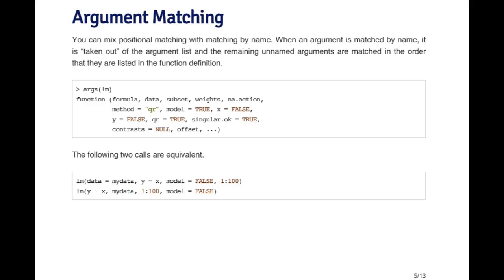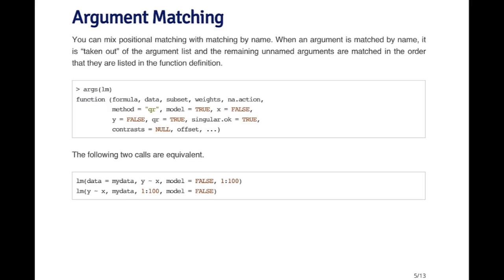And so the following 2 function calls are equivalent. I could have specified the data first, and then the formula, and then the model, and then the subset argument. Or I could specify the formula first, the data second, the subset, and then say model is equal to false. The reason why the first one is okay is because I match the data argument by name. You can imagine that that's taken out of the argument list now. Then y tilde x isn't specified by name, so it's given to the first argument that hasn't already been matched, which in this case is the formula.